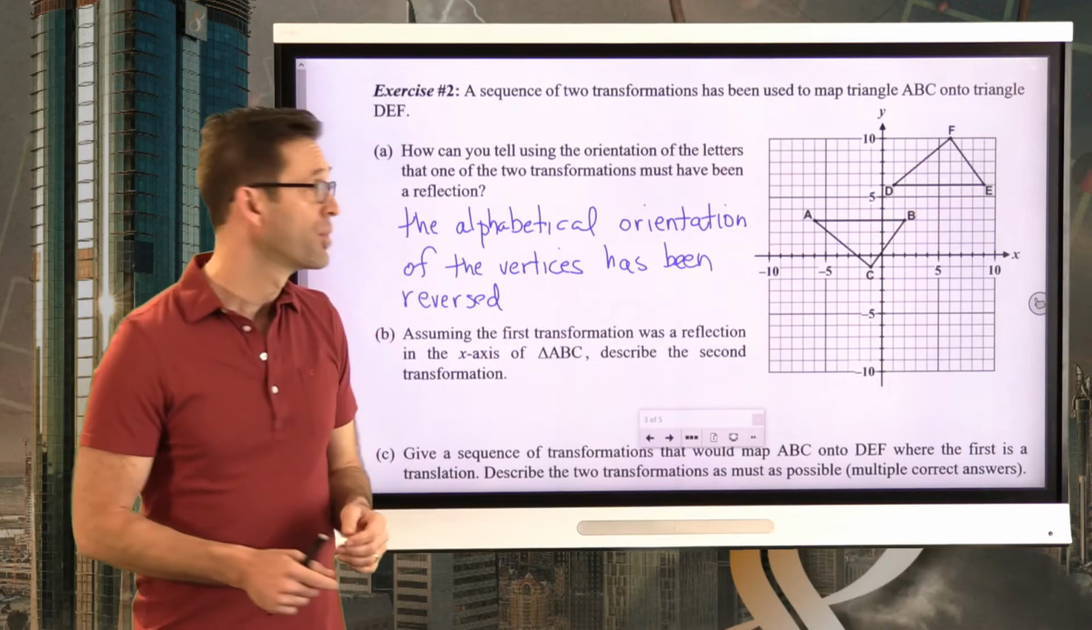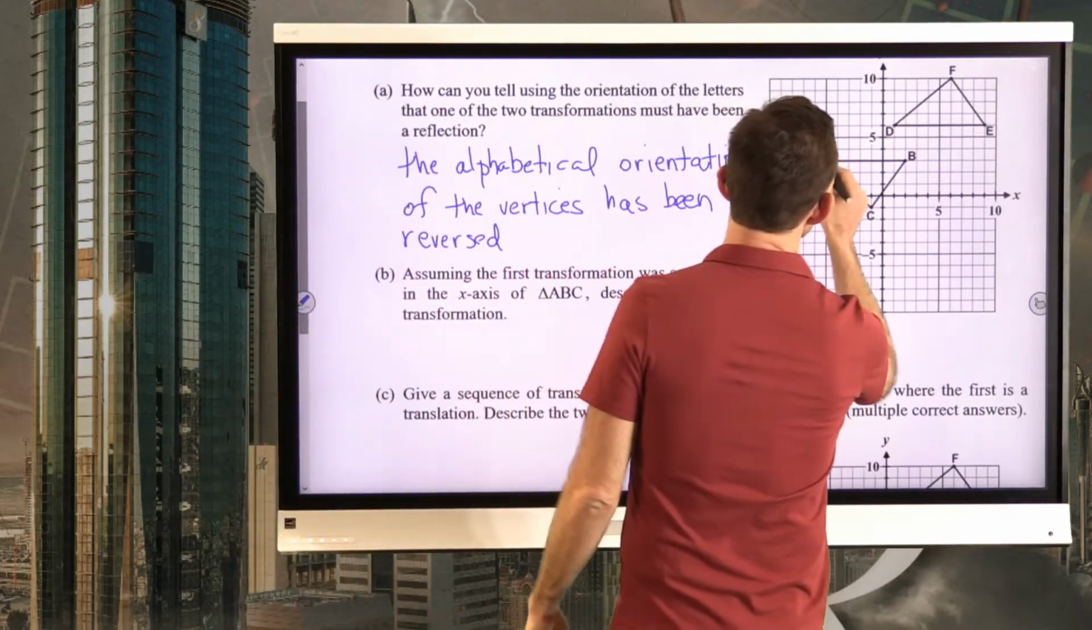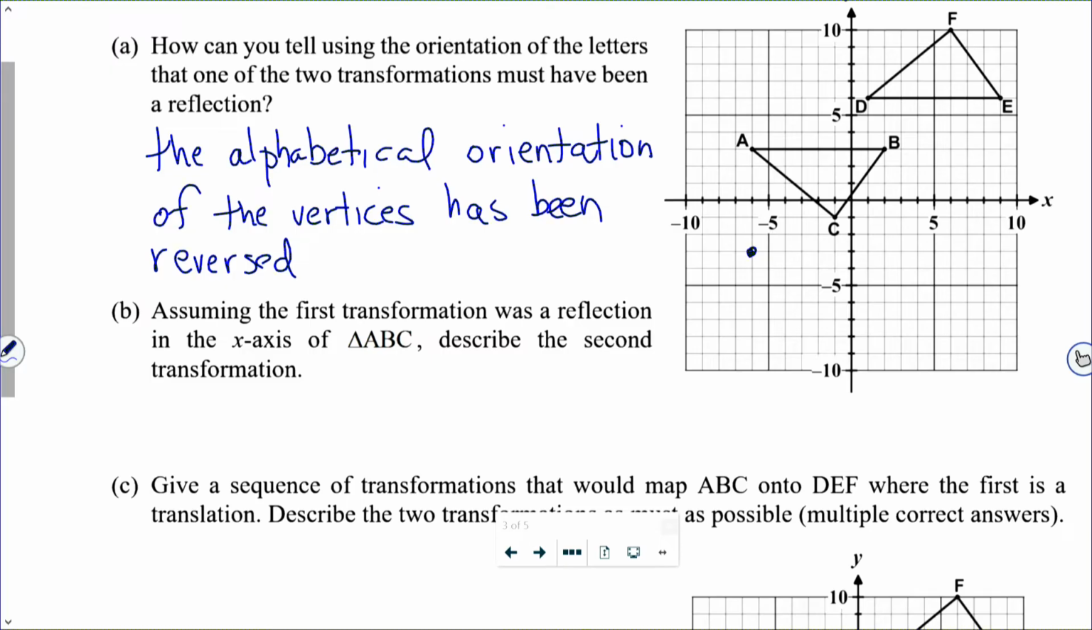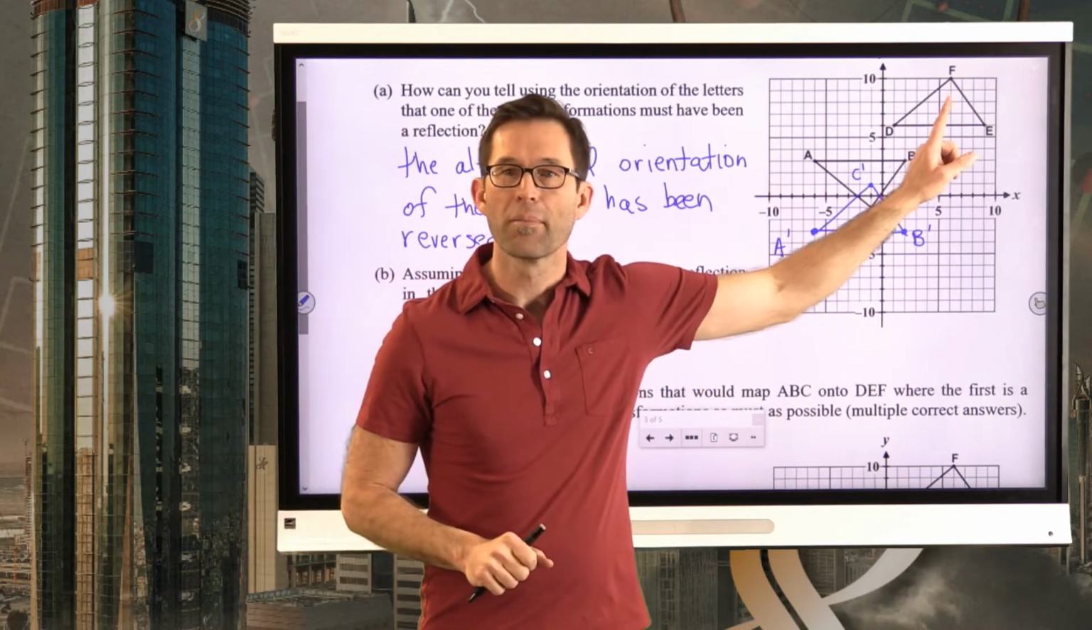All right, let's do it. So here we go. I'm going to just bring this up a little bit. I'm going to go over to A. A currently sits 3 units above the x-axis. That means A prime would sit 3 units below the x-axis. Same thing with B. It's 3 units above, so B prime is now 3 units below, and C prime would be 1 unit above. So we do that reflection, and we get our new image triangle. Now the question is, what do I need to do to this to map it up to that?